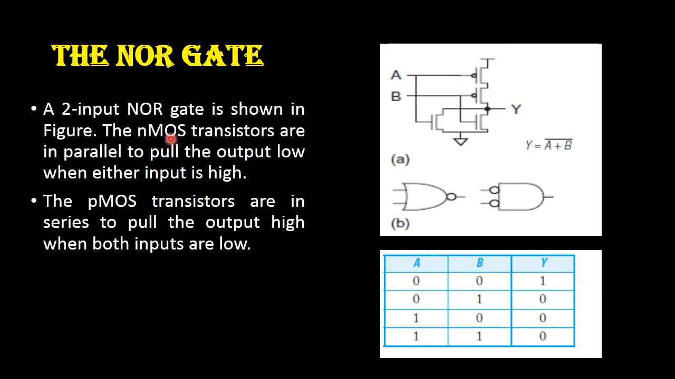The similar for NOR gate also. So, NOR gate, A plus B the whole bar. Here we are having sum term. Sum term means the PMOS transistors should be connected in series and the NMOS transistors should be connected in parallel. So, this is the CMOS logic diagram for NOR gate.